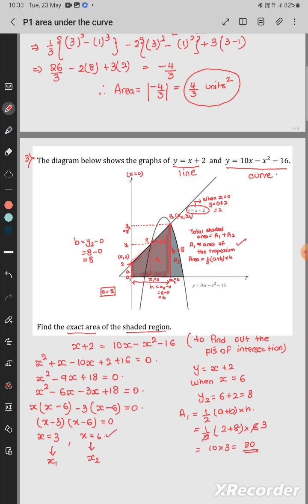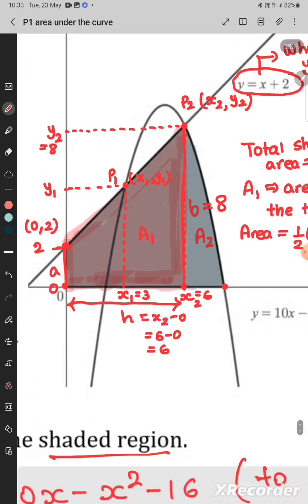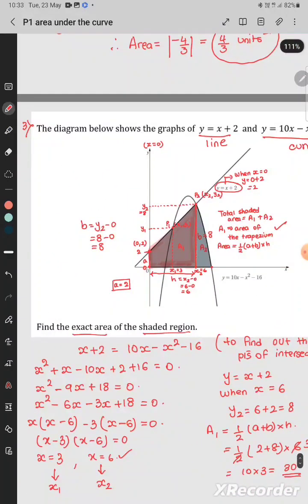So next I have to find out A2, which is, if I look into the figure again, this blue part. Here, we already know this x value. So next I need to find out this x value. I'm only drawing this part of the figure, I think it will be easier for you guys to understand. Okay, I'm drawing this part of the graph. So this is the curve. I need to find out this part of the area, which is our A2.